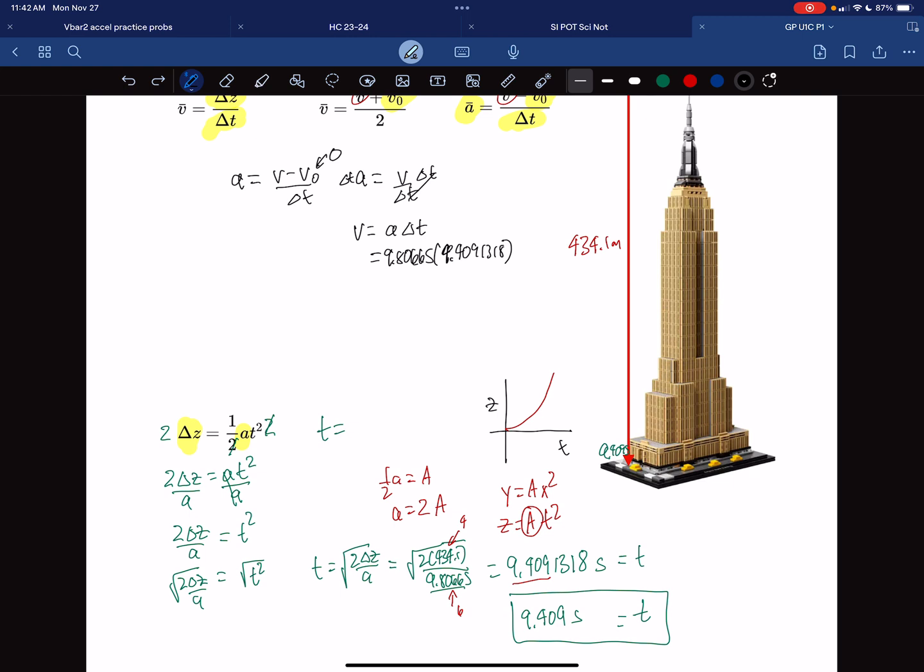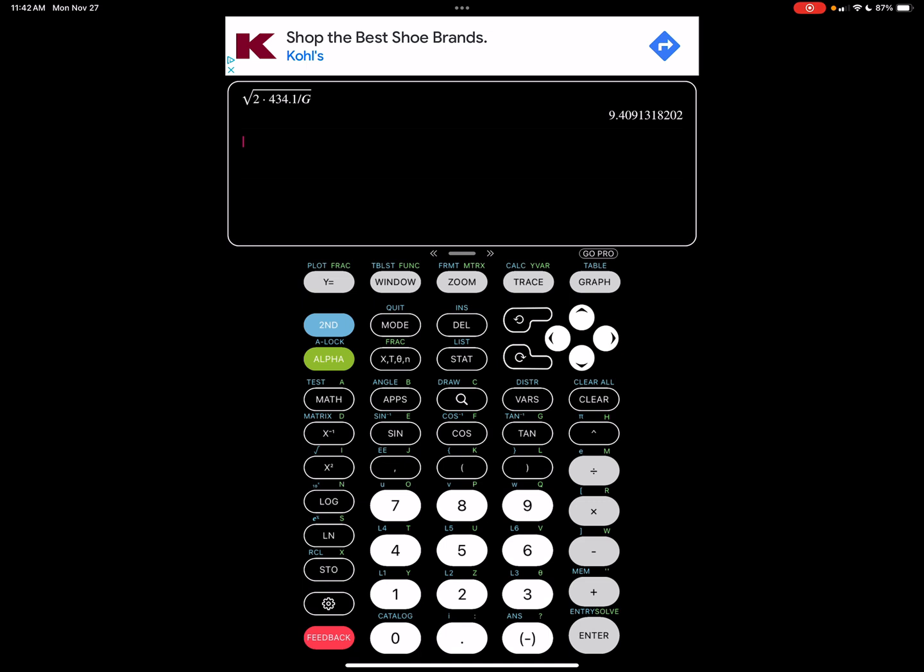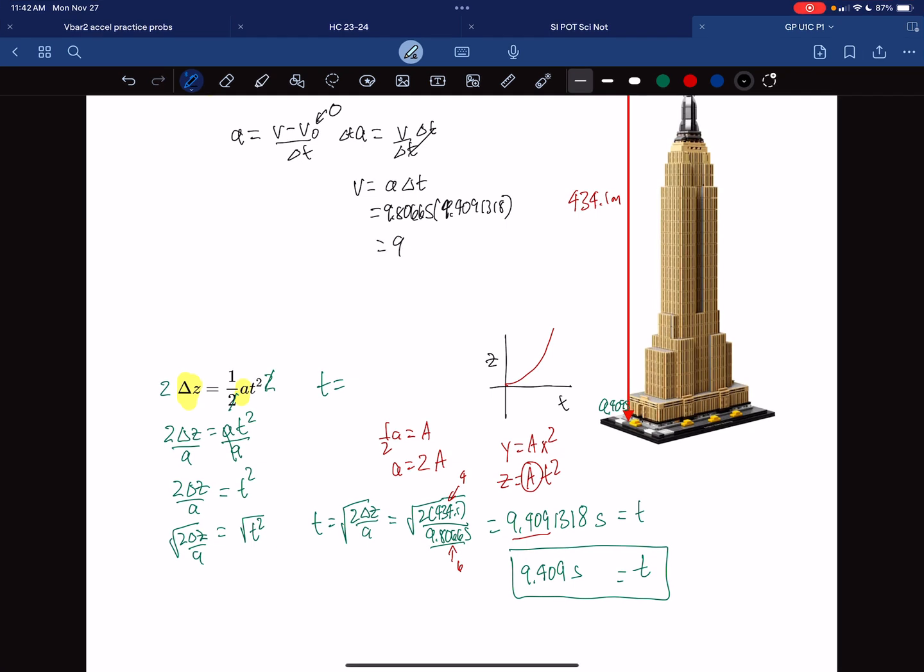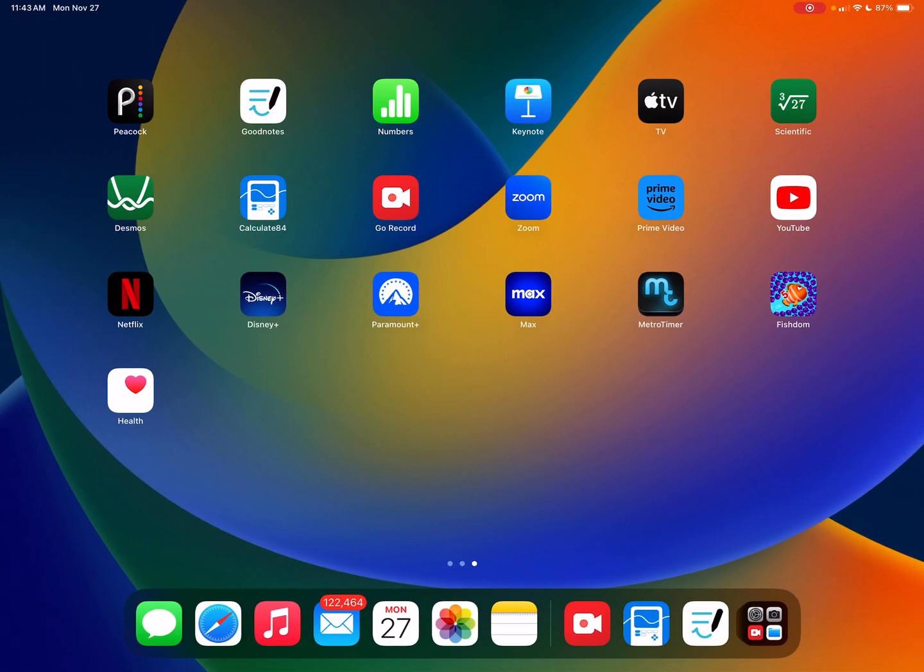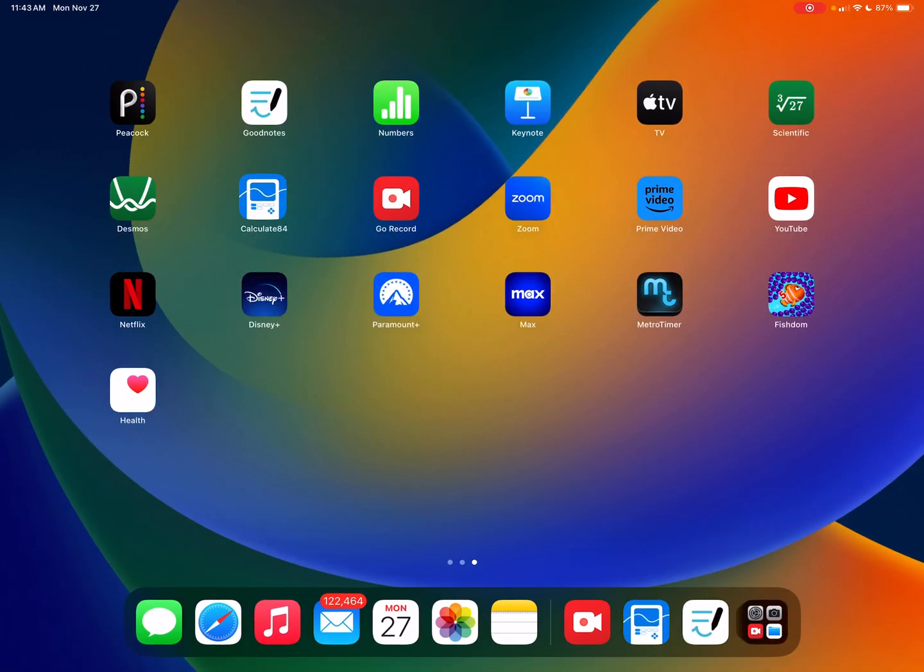Now we can go back to the calculator, now that we know it's that time multiplied by the acceleration. There's our time. We take that answer, and we just hit times, alpha g. And that gives us 92.27206. Let me make sure I remember that correctly: 92.27206.